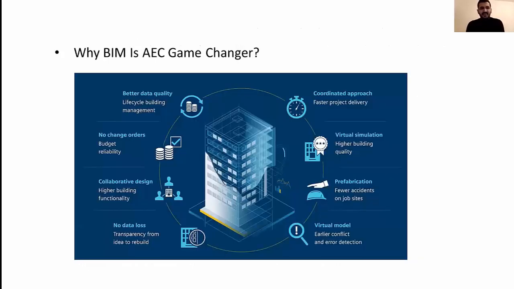Why is BIM a game changer? Because of the coordination approach, virtual simulation, prefabrication, virtual model, no data loss, collaborative design, no change orders, better data quality. So these are all the factors that can contribute to BIM and to building information modeling.